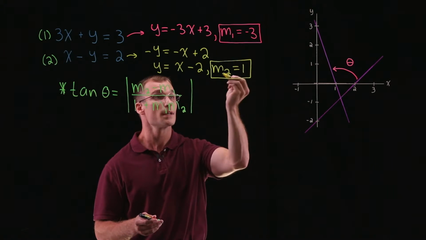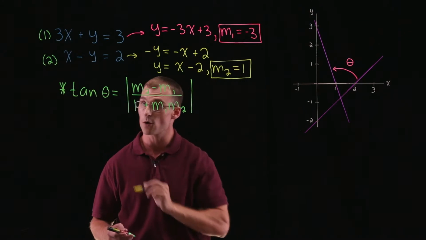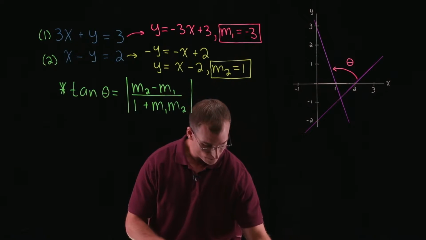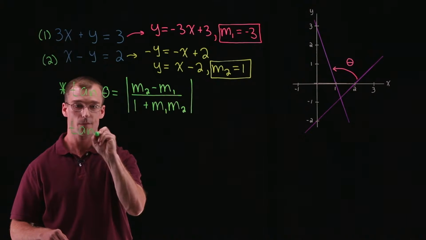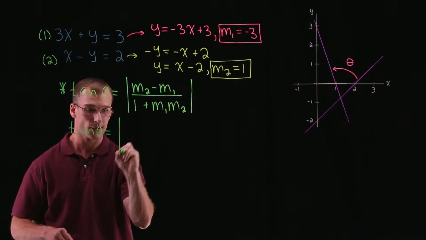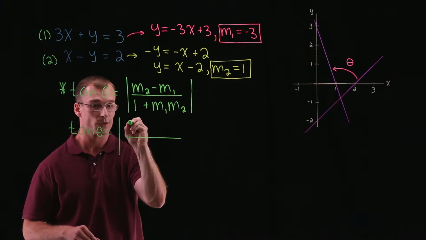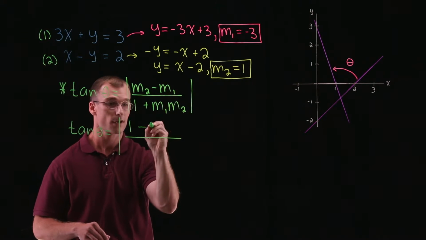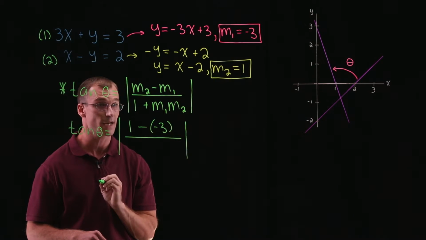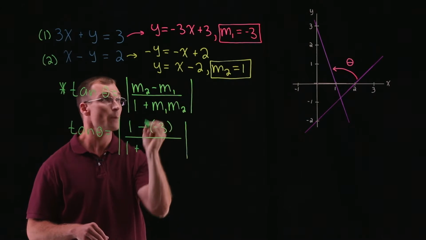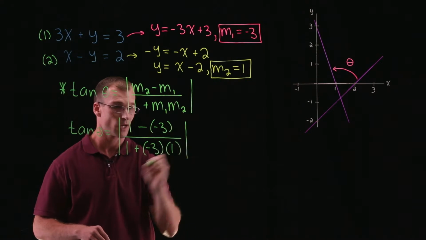Okay, so there's our m1 and m2, and like we said, we're going to plug that into the right-hand side of this equation, simplify it, and then solve for theta. So let's go ahead and do that. Once again, our tangent theta is going to be equal to the absolute value of the quotient m2 minus m1. m2 is 1, and then minus m1 is negative 3. And in the denominator, 1 plus m1, negative 3, times m2, positive 1.